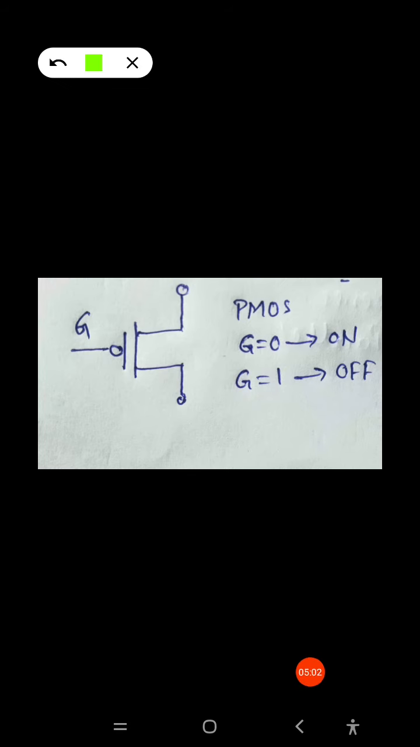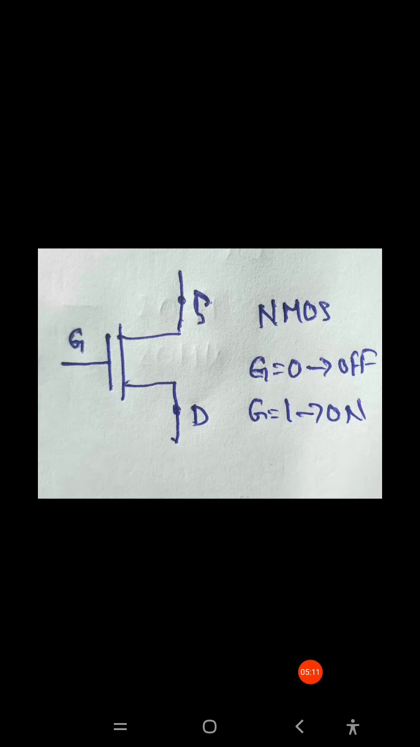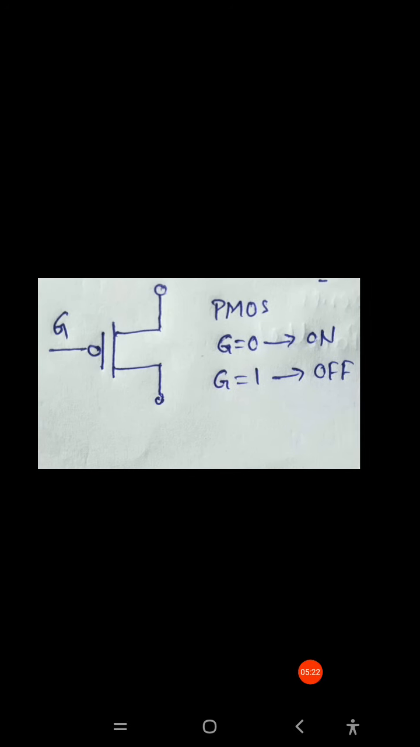For the PMOS transistors, whenever we apply gate equal to 0 it will be on, and whenever we apply gate equal to 1 it will be off. For NMOS, whenever we apply gate equal to 0 it will be off, and whenever we apply gate equal to 1 it will be on. By using these two techniques we can apply the inputs and get the truth table in this way. So this one is for the 4 input CMOS NAND gate.